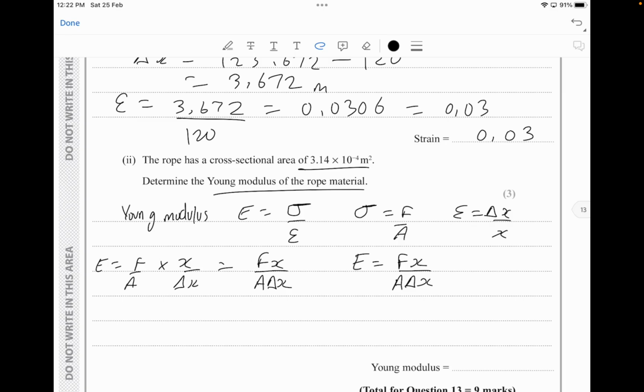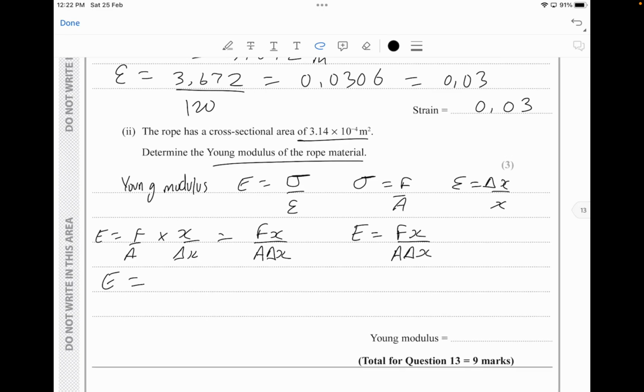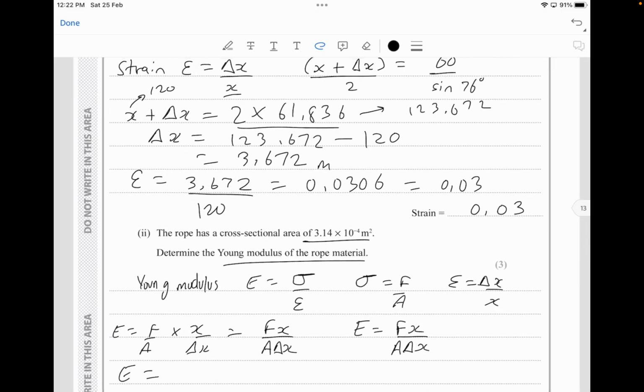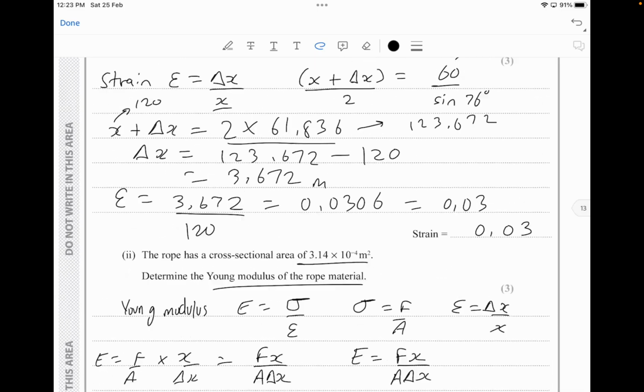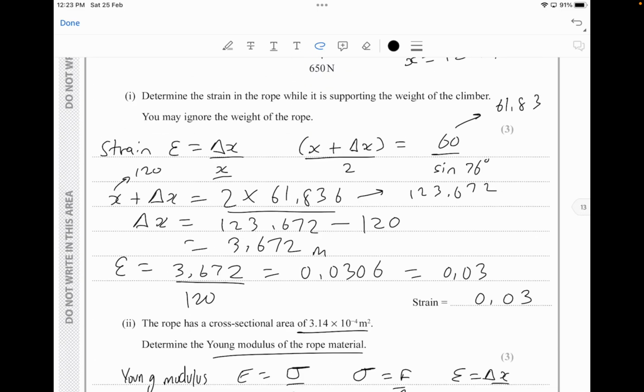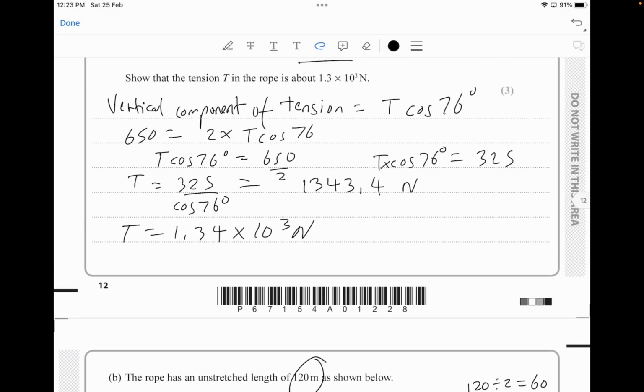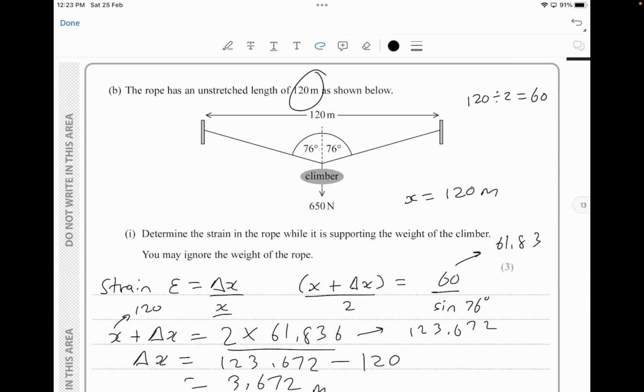So what you're going to do is you're going to do the stress divided by that. So it's going to become the force. Have they mentioned any forces here? Let me just check. Where's the force in this case? The force we know is 1.34, so we can use that tension in that case.